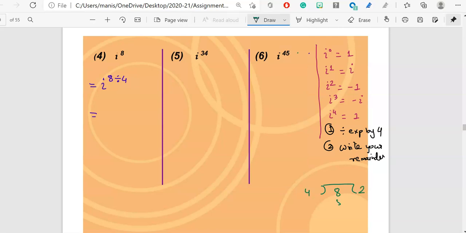4 times 2 is 8. Do you see any remainder? Yes, the remainder is 0. Now write over here i to the power 0. Now what is i to the power 0? It's your 1. So this is your answer, 1. Let's go to the next problem.